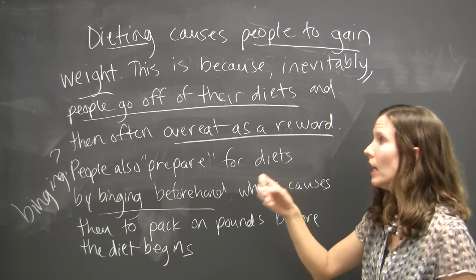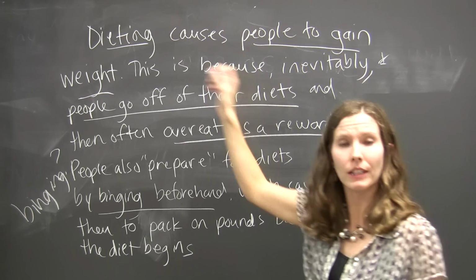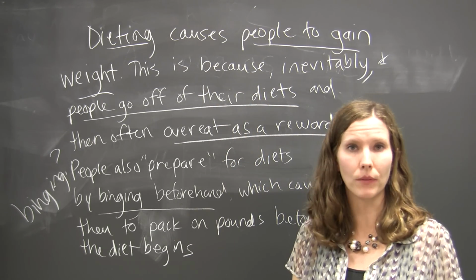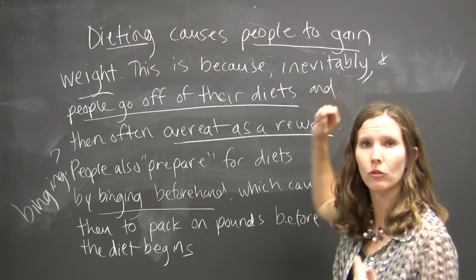If as I'm reading this I can connect to it on a personal level and think I've done that before, then I would put a little mark in the margin that talks about the last diet I went on. When I went off it, I gained 25 pounds. I would put that note: I gained 25 pounds after Atkins, or whatever it is.